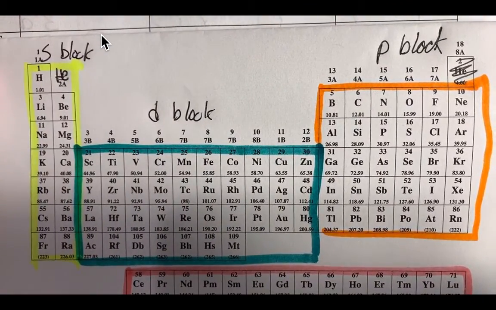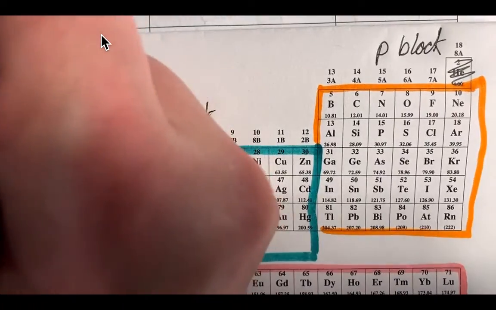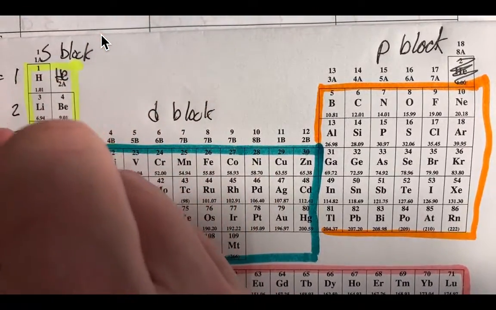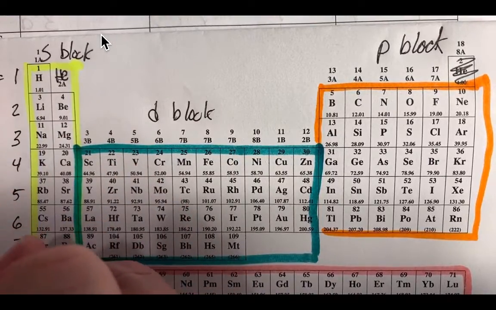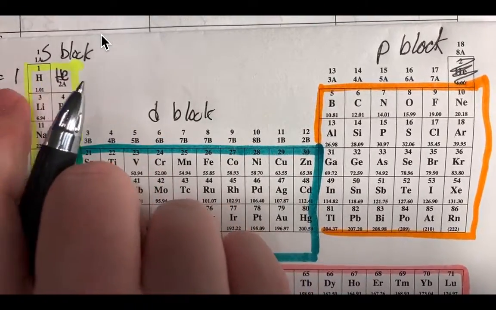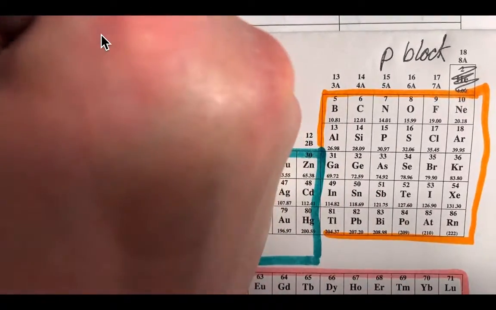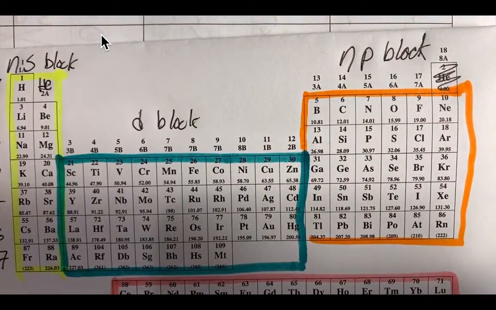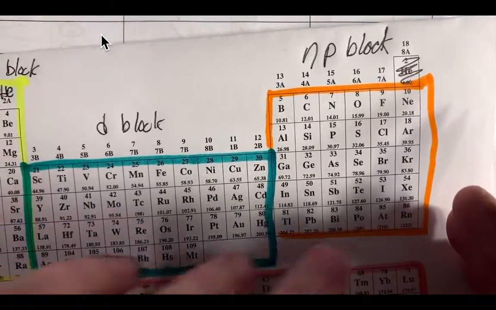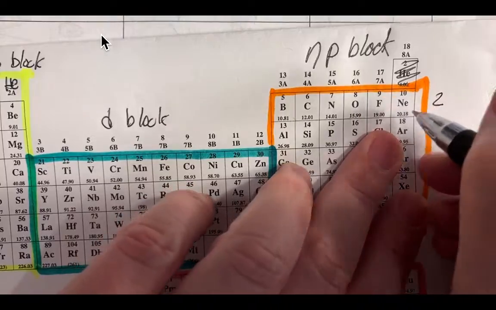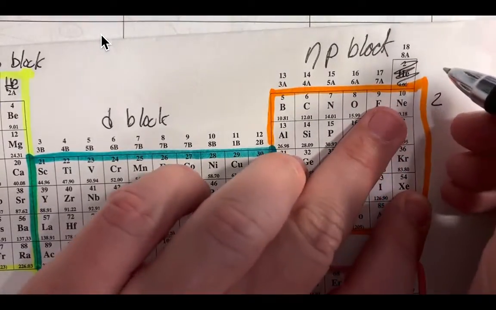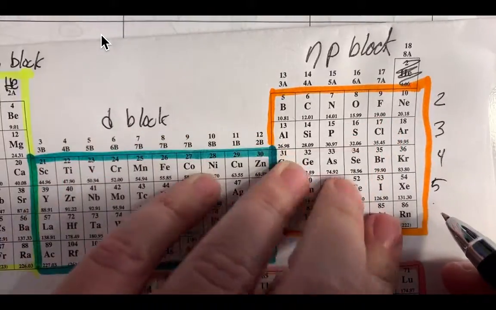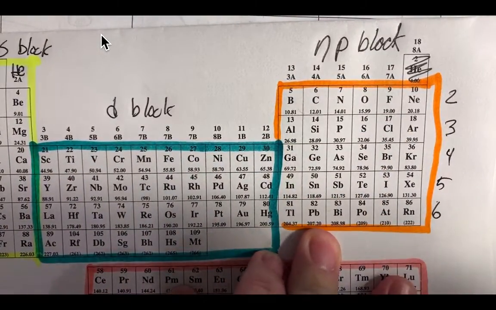Even more than that, I can add a little more information. I can go down through here and label N values. N equals 1, 2, 3, 4, 5, 6, 7. This is the NS block. Over here on the right-hand side, this is the NP block. So these guys right here are the 2p electrons. Okay, and 3, and 4, and 5, and 6.